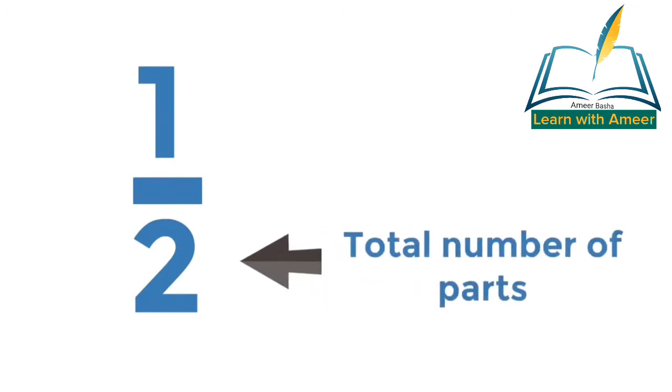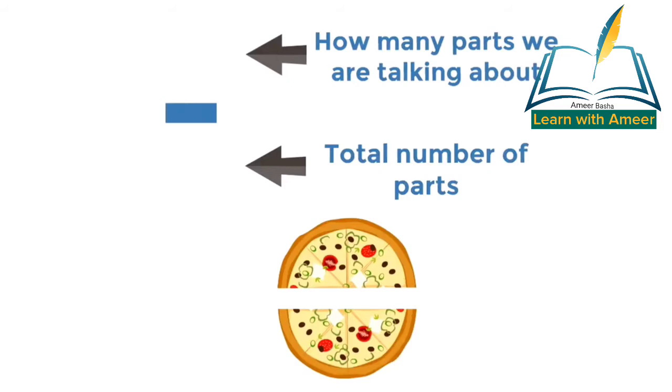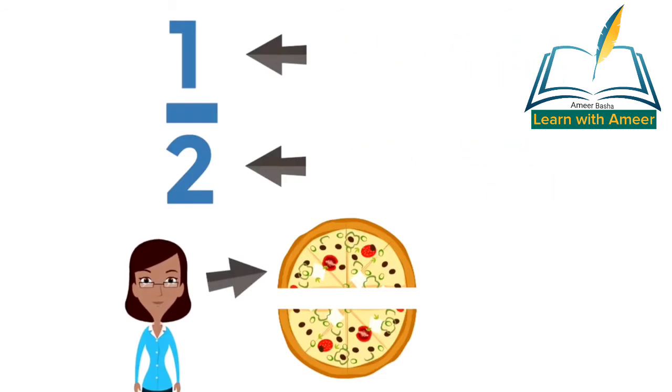So the number which is below, that represents total number of parts, and the number which is on top, that represents how many parts we are talking about. That means how many parts we are sharing that into. Now total number of parts, how many parts are we having? 2 total parts. That's the reason why we'll keep 2 down and 1 on top, which is 1 piece each.